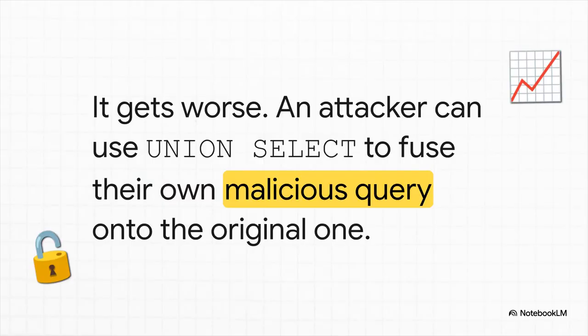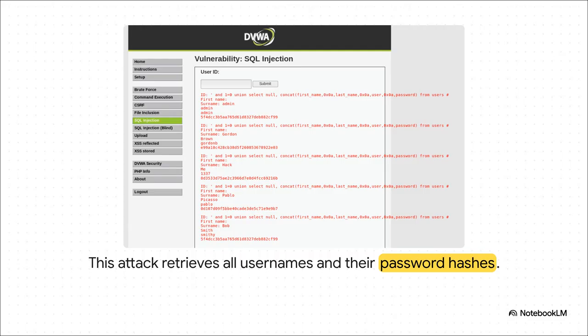But just getting past a login screen, that's child's play. The real prize is the data. And for that, attackers have an even more powerful tool. It's a command called union select, and it lets them basically staple their own, totally separate malicious request right onto the original legitimate one. And this, right here, this is the jackpot. Using that union select, the attacker is now telling the database, hey, after you do your thing, I also want you to grab me the usernames and passwords from the users table. And the database, not knowing any better, just does it. It spits out the entire list of user accounts and their password hashes right there on the screen for the attacker to see. Game over.